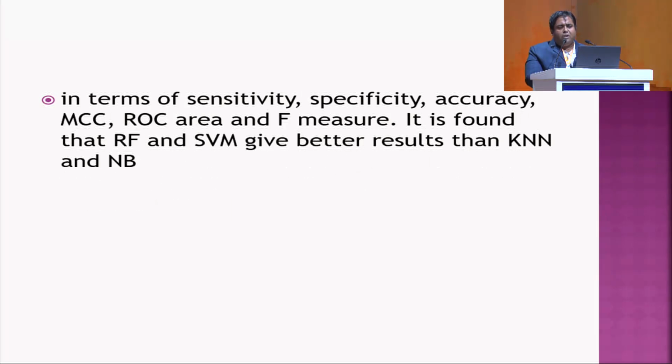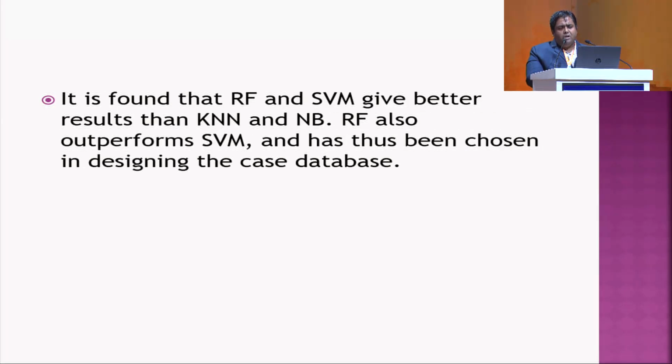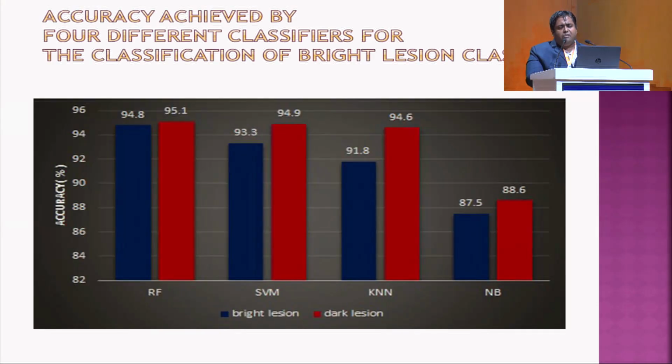Of the 4 classifiers we have used, in terms of sensitivity, specificity, and accuracy, it is found that random forest and SVM give better results than KNN and NB. According to the picture, the RF classifier is 94.58 and 95.1 compared to the SVM, and it is much greater than NB and KNN.